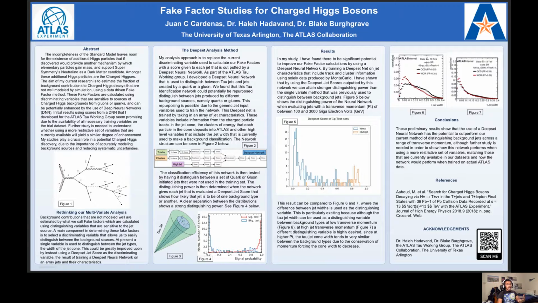So in my study, I have found there to be a significant potential to improve our fake factor calculations by using a deep set neural network. So once I trained the network on simulation data of jets between energies of 100 GeV and 3000 GeV, that is giga electron volts, I evaluated a test data set where I found there to be a decent amount of separation, as you can see here in figure 5.